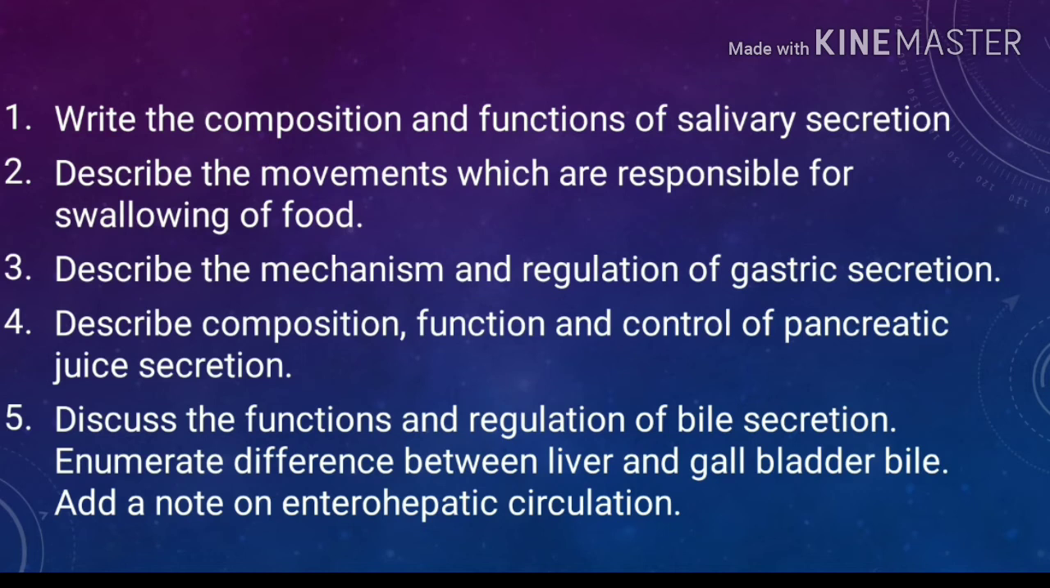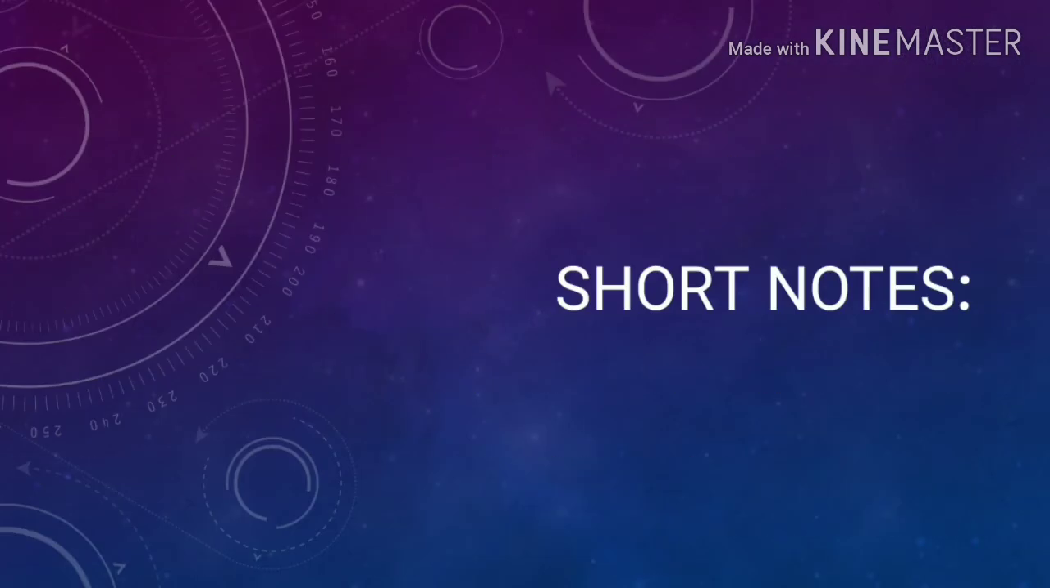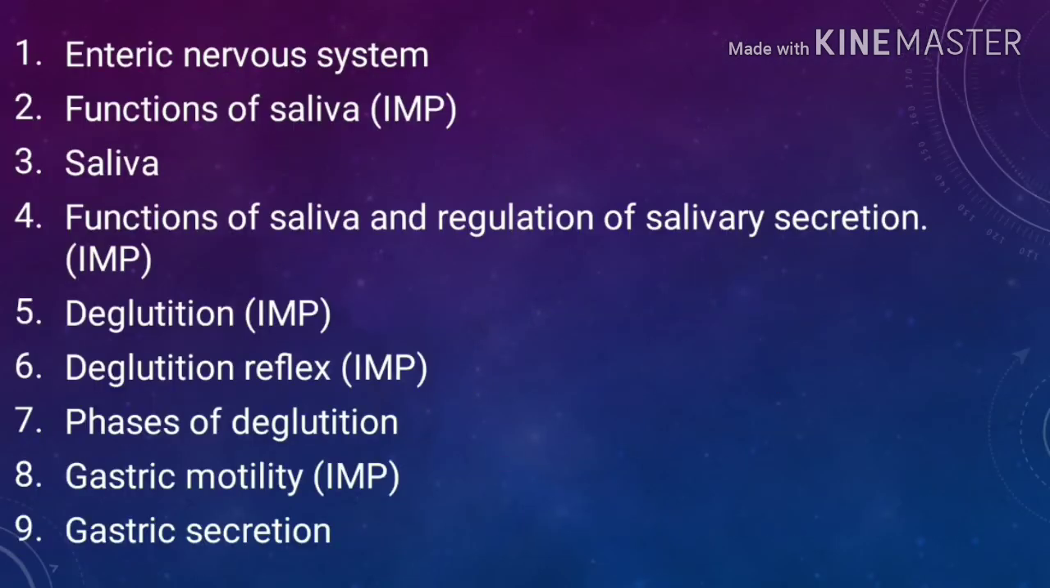Enumerate difference between liver and gallbladder bile. Add a note on enterohepatic circulation. Short notes. 1. Enteric nervous system. 2. Functions of saliva. 3. Saliva. 4. Functions of saliva and regulation of salivary secretion.